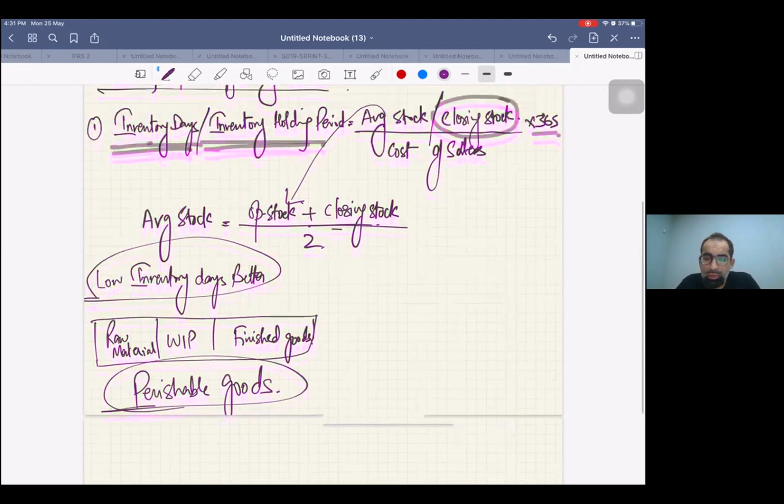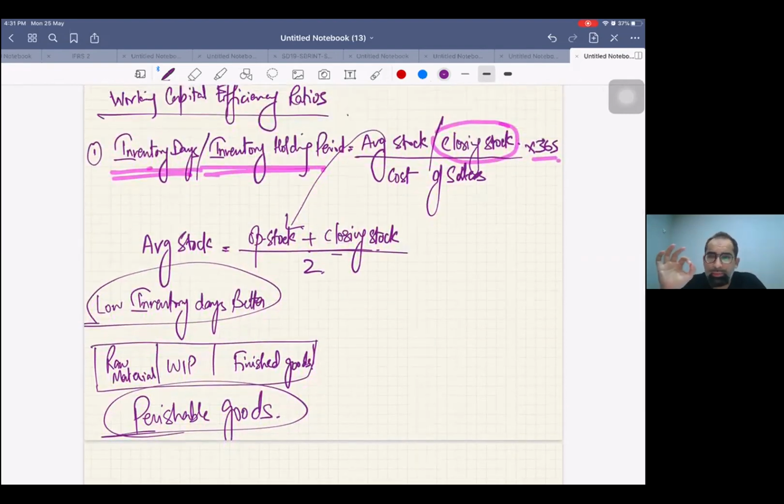Now I'm teaching you reverse commentary. Right now, what I taught you is that lower inventory days, a lower inventory holding period, is better. But sometimes when inventory days is high, still you don't criticize your management. And what are those exceptions? Let me write. This is the reverse commentary. Exceptions.